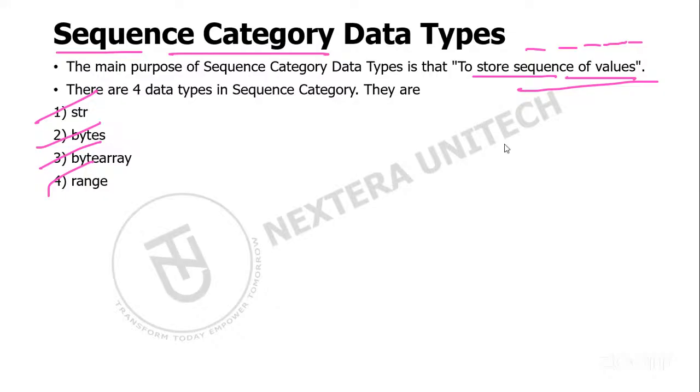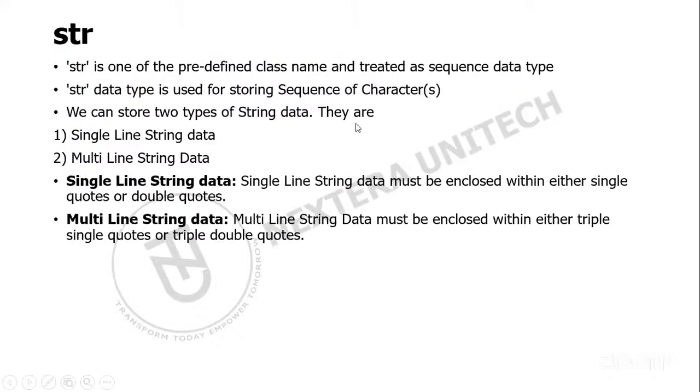It is str. Many students pronounce it as string. Guys, there is no data type in Python called string. It is str. So let us discuss str. What is str? Str is again a predefined class. It is treated as a sequence data type. What is the purpose of the str data type? It helps us to store a sequence of characters.